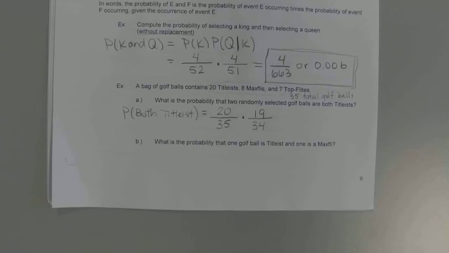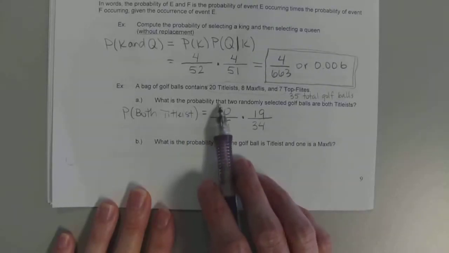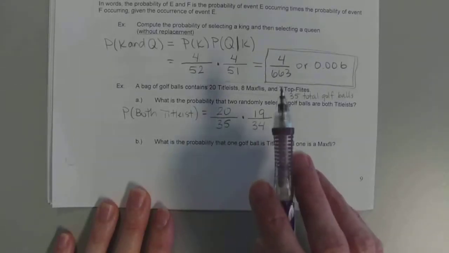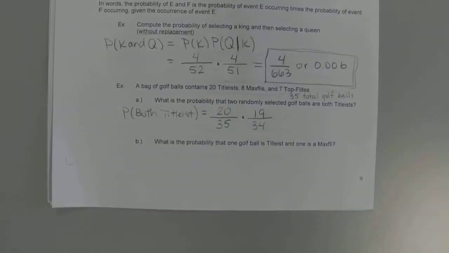Does everybody see what happened there? No matter what, when you're doing these back-to-back choosings and you're not replacing, your denominator always goes down, right? It went from 35 to 34. Your numerator may or may not go down based on whether you're worried about choosing the same thing back-to-back or not. So the card question right above, I didn't want to get a king again and a king. So all 4 queens were there. But in this one, I wanted a Titleist and then another Titleist. So when I picked this first golf ball, got a Titleist, and put it in my pocket, I have 1 less Titleist to choose from.